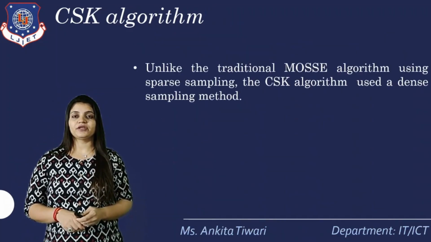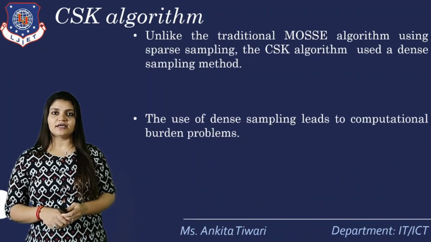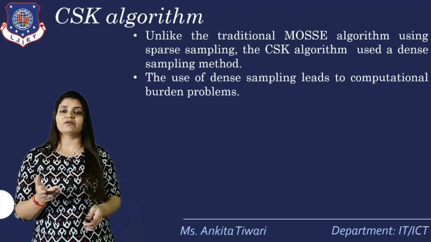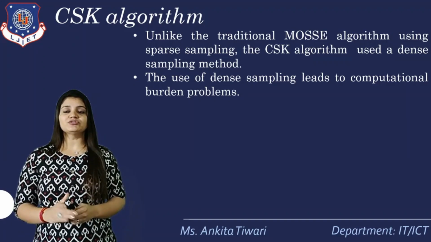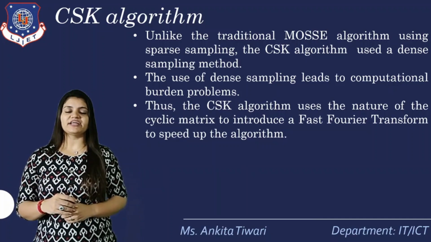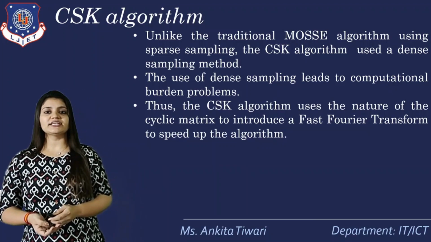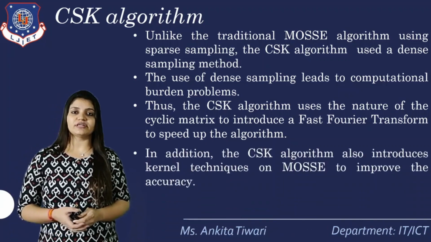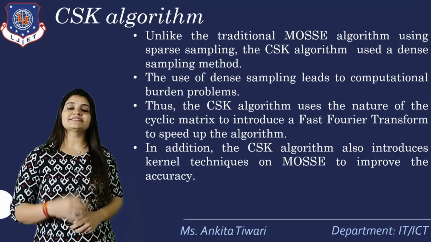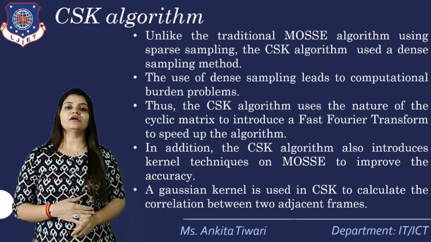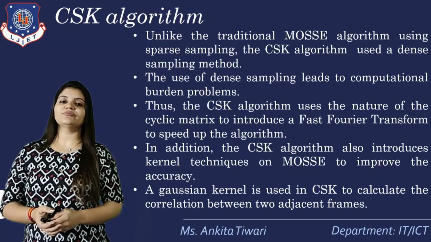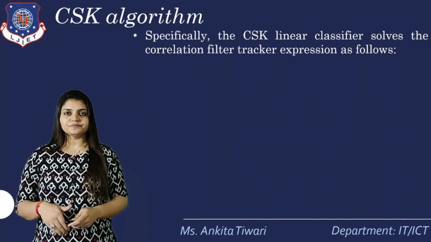Now the other algorithm that we have is the CSK algorithm. Unlike the traditional MOSSE algorithm using sparse sampling, the CSK algorithm uses dense sampling. The use of dense sampling leads to computational burden problems. The CSK algorithm uses the nature of the cyclic matrix to introduce the fast Fourier transform to speed up the algorithm. In addition, the CSK algorithm also introduces kernel techniques on top of MOSSE to improve accuracy. A Gaussian kernel is used in CSK to calculate the correlation between two adjacent frames.